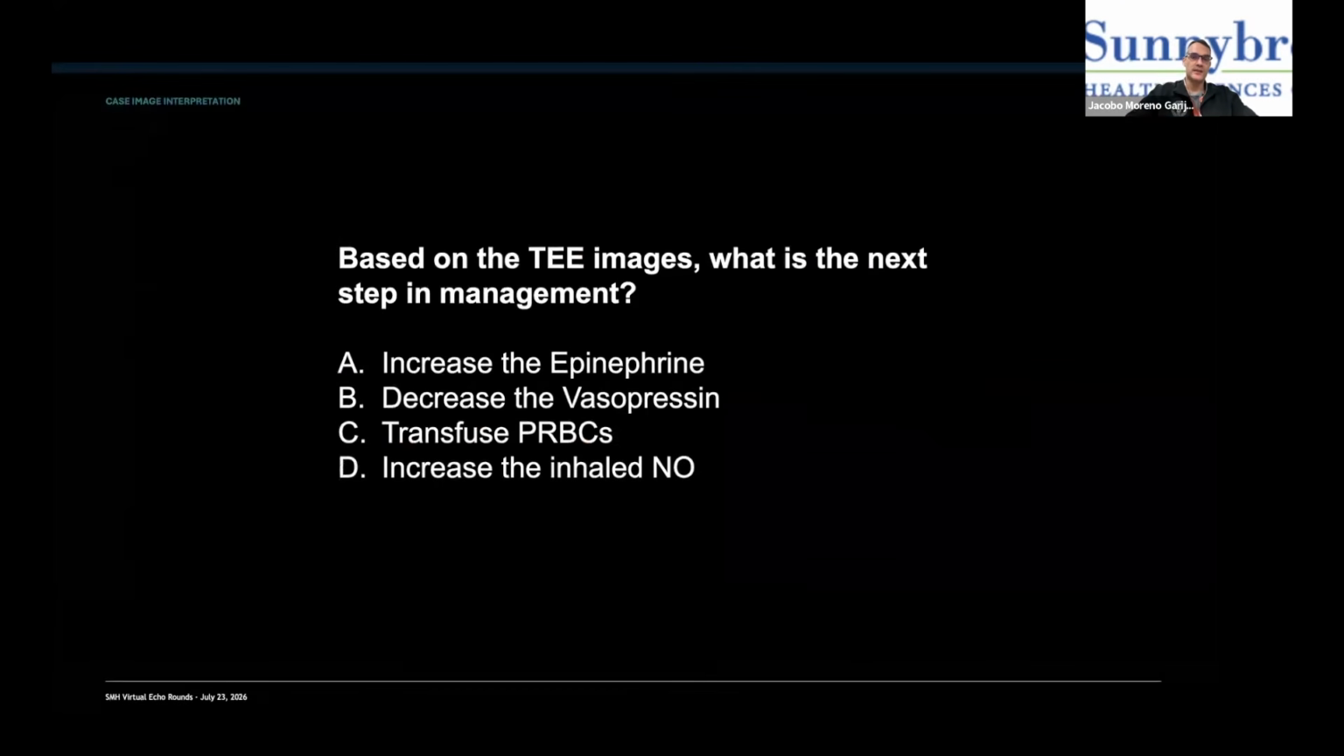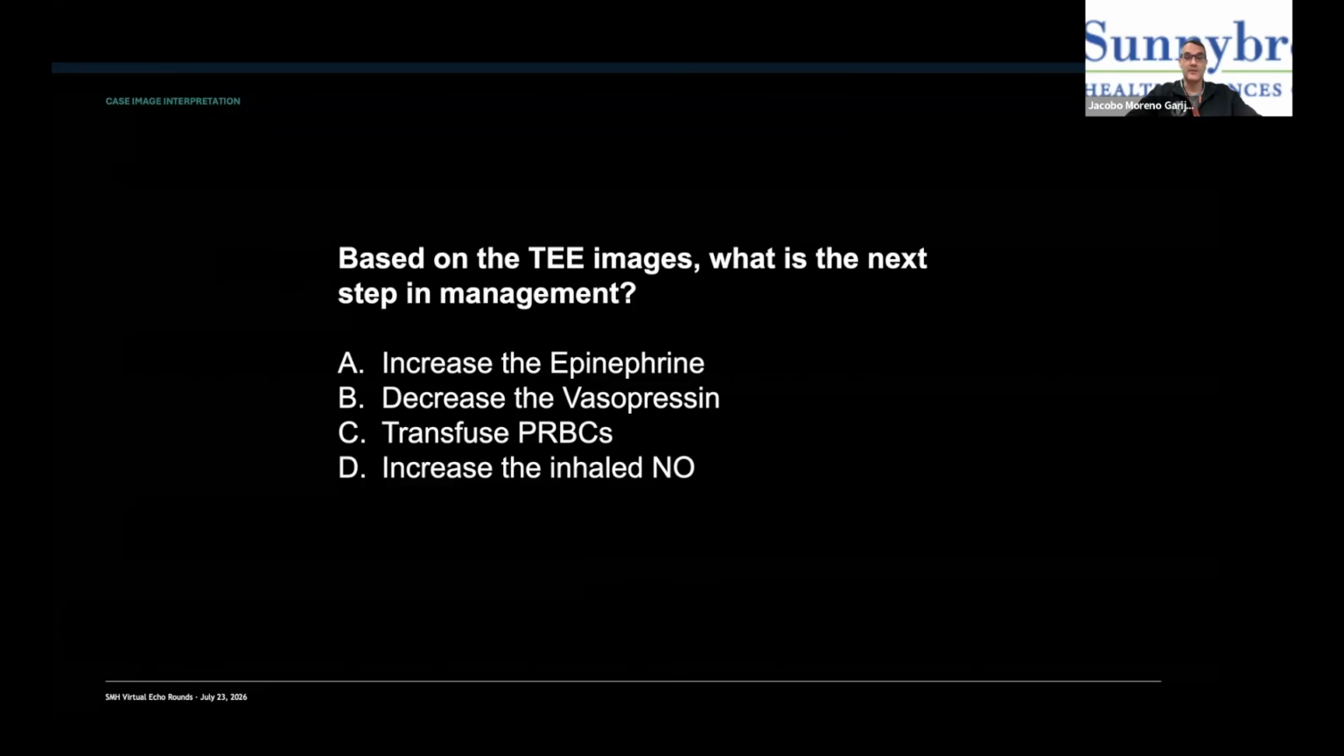At that time, the question that I asked the audience is, based on the TEE images, what would be your next step in the management? If you go in blind, you may decide to increase the epinephrine because the pressure is only 80/40. You don't want to do that. The lactate is already 22. You may want to decrease the vasopressin because of concern that excessive vasoconstriction may cause a problem. You may want to increase the inhaled nitric oxide.